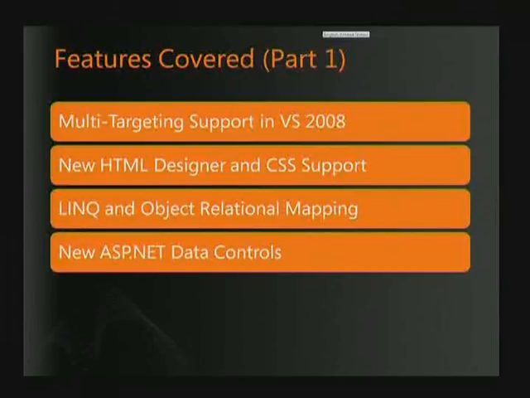Just to recap what we looked at yesterday. We took a look at some of the new capabilities in Visual Studio in terms of multi-targeting, being able to target both the .NET Framework 3.5 as well as the .NET Framework 2.0. The key benefit is that you can use the new IDE but continue to build applications that target the existing 2.0 framework in case you don't desire to move your application up to the new version of the framework.